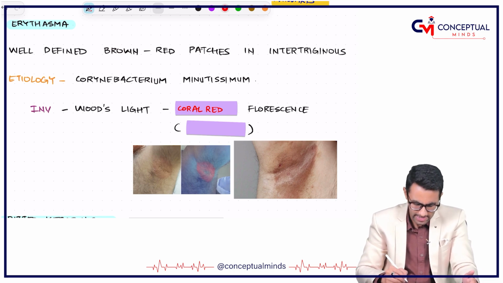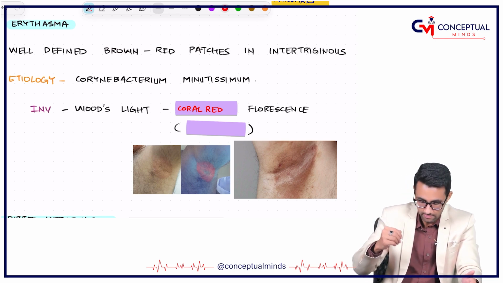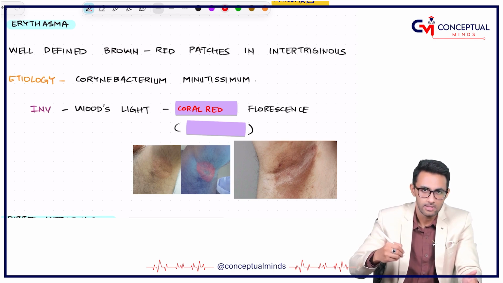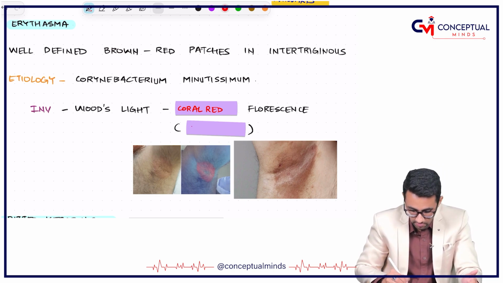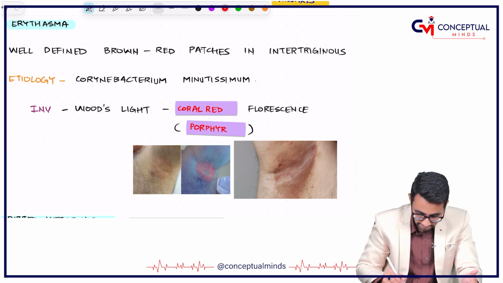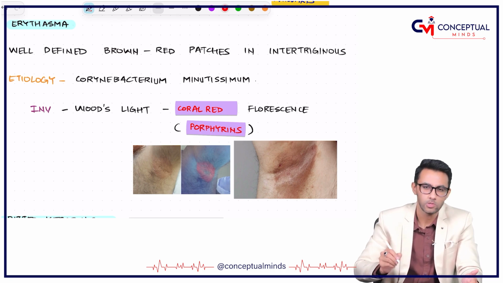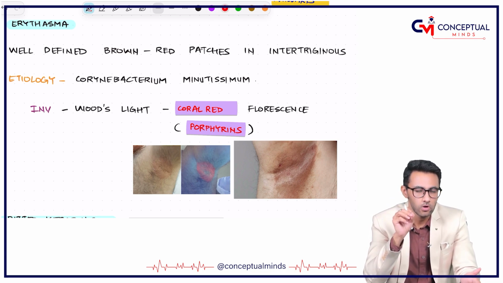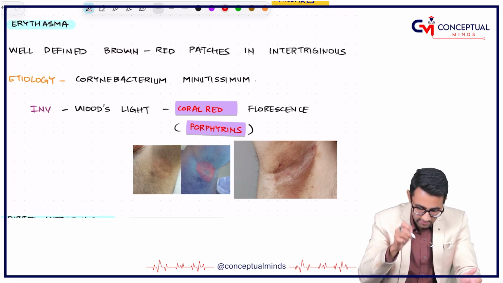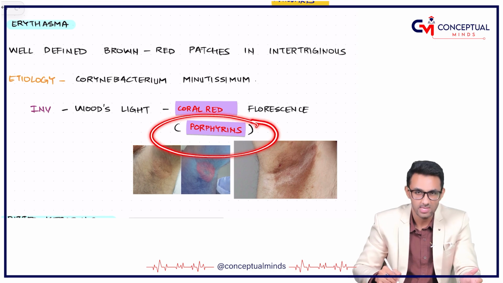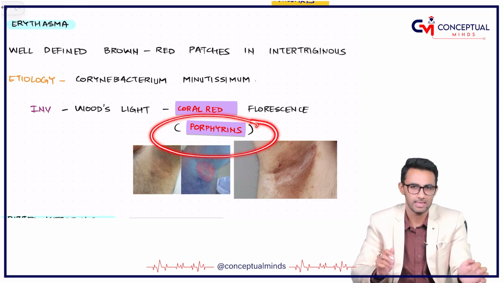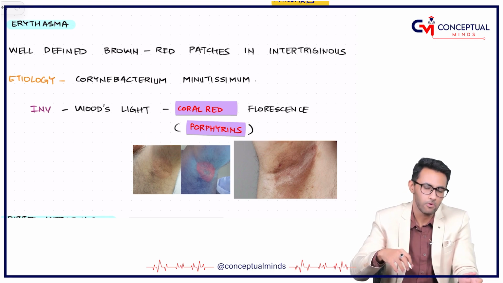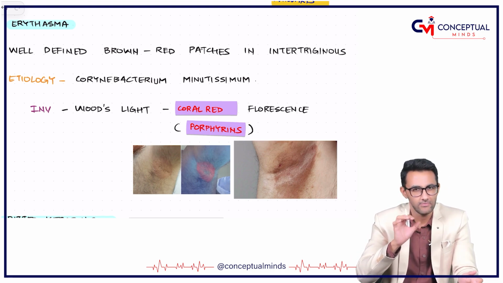Coral red. The reason this particular color is imparted to the skin under the light is because of the porphyrins. We will be learning about porphyrins extensively in dermatology when we read the topic Porphyria cutanea tarda, PCT, which is a connection to the biochemistry part. Why this happens, why there is deposition of this, and everything regarding it will be discussed in that topic.